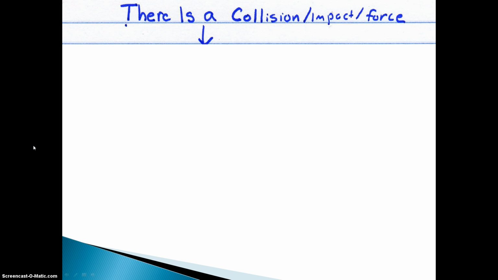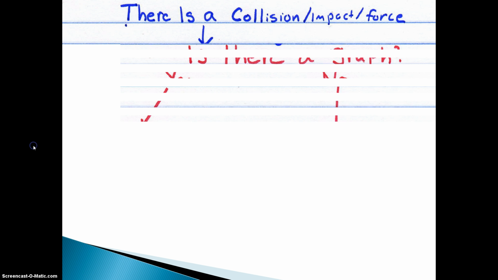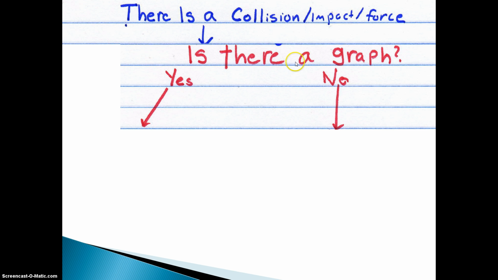So here's what I want you to do. I want you to have your notebook open to hopefully a big, full, empty page. We're going to do a kind of, not a concept map, but like a flow chart together. So start off by writing this at the top. There is a collision, impact, or force. Since that's true, we ask ourselves, is there a graph? And hopefully this is the middle, because on the left-hand side you're going to have a lot of stuff, and the right-hand side you're going to have a lot of stuff as well. So then ask yourself, is there a graph?